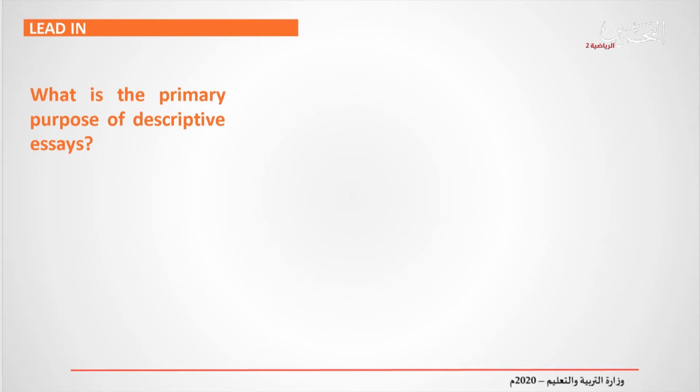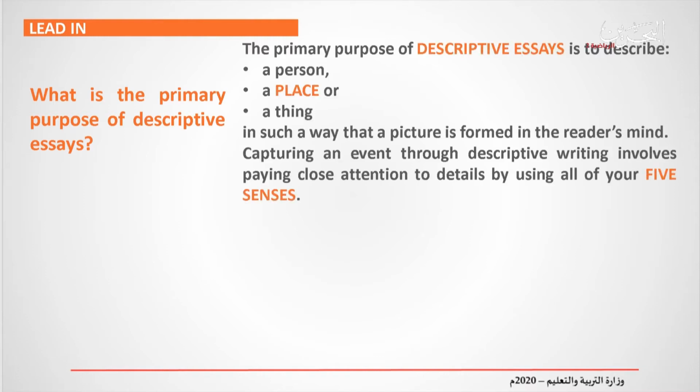So what is the primary purpose of descriptive essays? What is the main reason why we write a descriptive essay? The primary purpose of descriptive essays is to describe a person, a place, or a thing in such a way that a picture is formed in the reader's mind. Capturing an event through descriptive writing involves paying close attention to details by using all of your 5 senses.